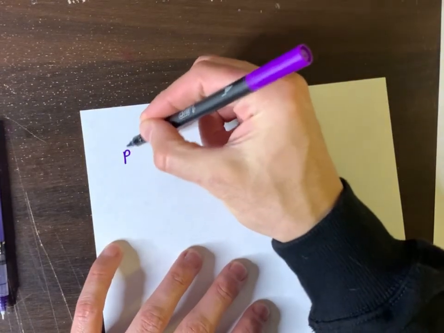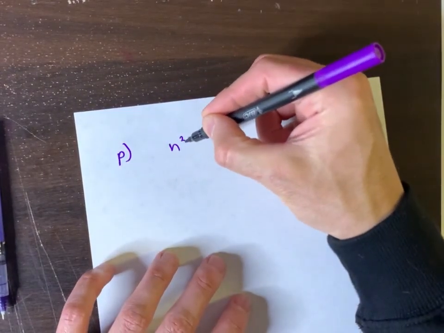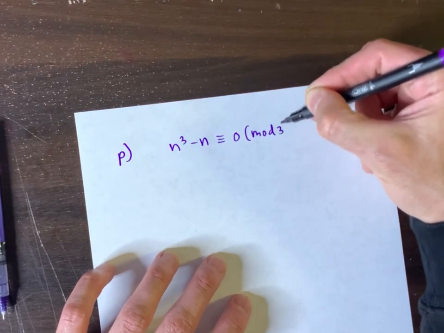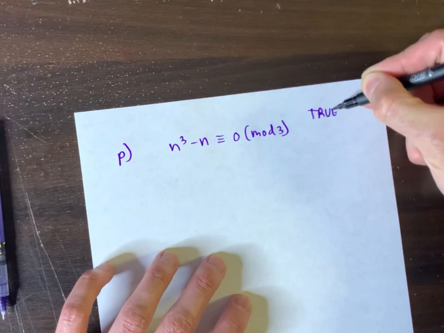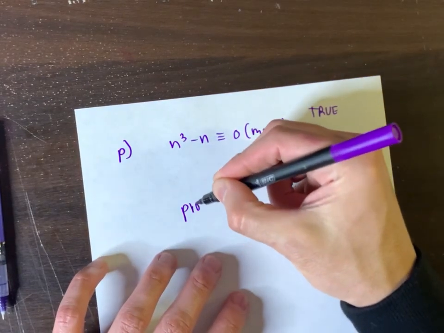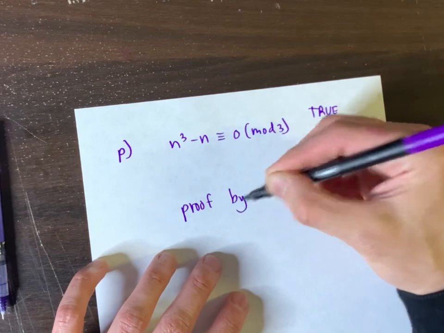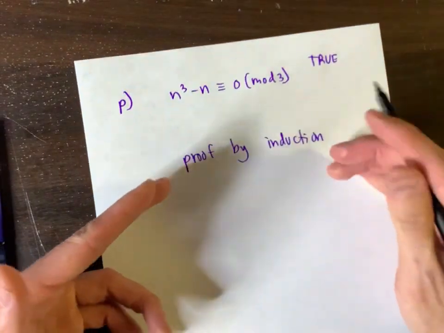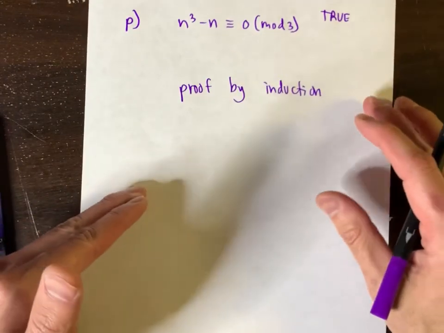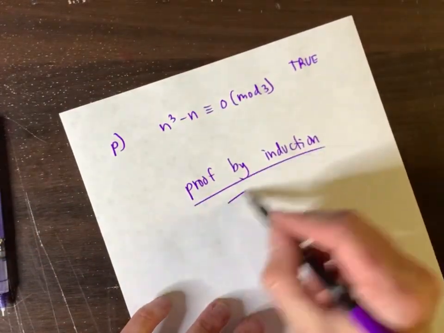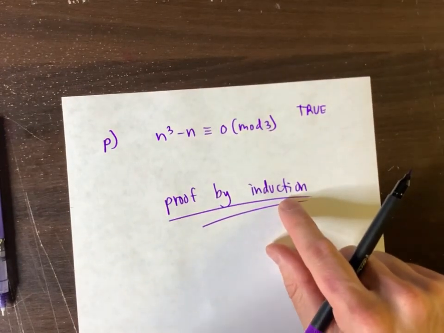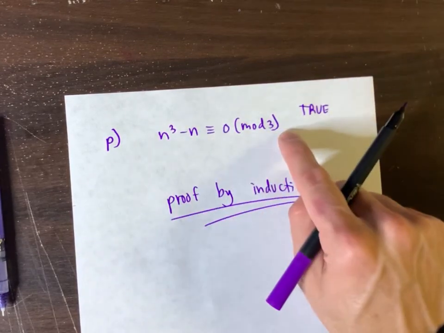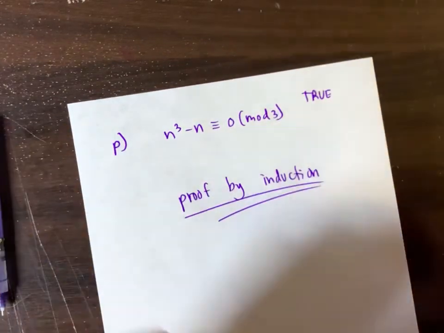Now let me just say this for part P, the one where you have to show that n cubed minus n is congruent to 0 mod 3. By the way, that happens to be true, but here's the thing. The proof of this, I've seen this before, but it requires proof by induction, where you have a base case, then the induction step, and it's a very technical proof. So if you guys have actually done proof by induction, let me know and I'll work this out, because that's the only way that I know how to do this properly. But if you guys have done it a different way, let me know.